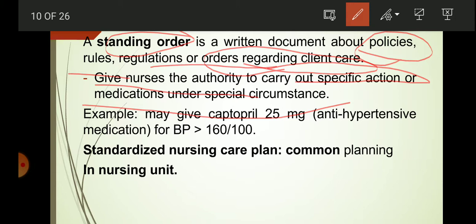So usually ang doctor mag-order na sila, tinatawag natin na standing order. For example, may give captopril 25 mg. Captopril is an anti-hypertensive medication for BP greater than 160 over 100. So for example, middle of the night, your nursing attendant reported to you na ang imuhang patient BP is 170 over 110. So initially, if you check the doctor's order and you see na naa siya standing order na may give captopril, you can give the medication, guys. Do not disturb the doctor kasi may standing order siya.